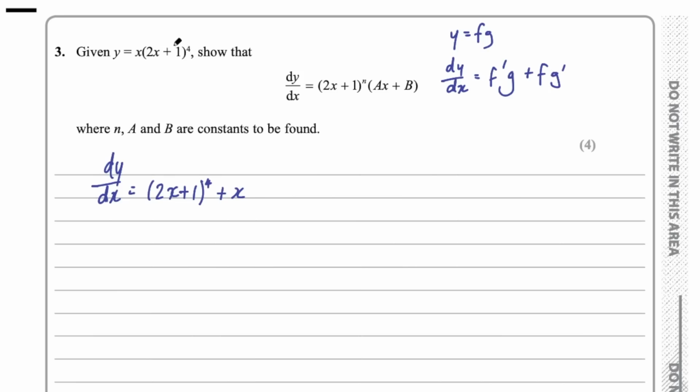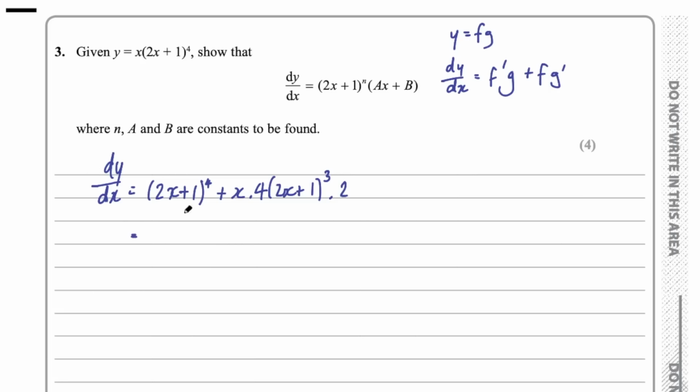So for this we need to use the chain rule. So we deal with the power and then we deal with what's inside the brackets. So first we bring that power down and subtract 1. So we've got 4 times 2x plus 1 to the power 3. Then we multiply that by the derivative of what's inside the brackets, which is just 2. So now we've done all the hard work. We just need to simplify this into the form that they would like us to have it in.